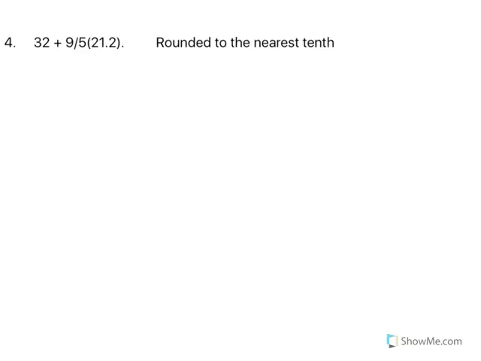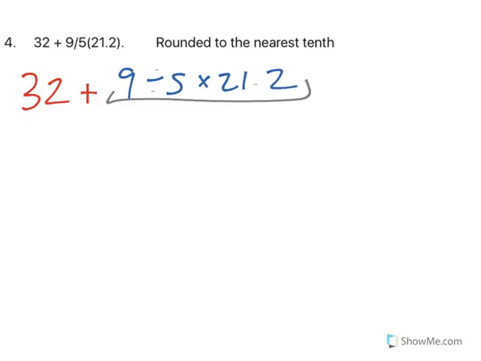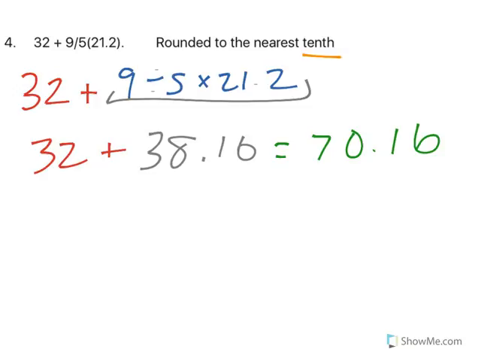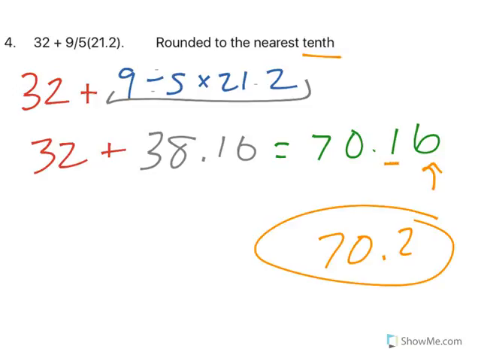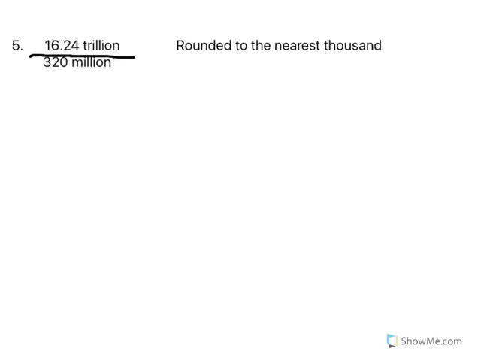Number 4, 32 plus 9/5 times 21.2. Okay, now, multiplication, division, left to right comes before addition. So I have 32 plus, and I'm going to take my 9 divided by 5 times 21.2. This is kind of like what we just did. So when I take that whole big bunch of blue, I get 38.16. And we're going to add that to our 32. So when I do add those together, I get 70.16. We round to the nearest tenth. Here's my 10th place, 6 rounds up, so 70.2. And you're going to see a lot of these formulas later, in what we're doing later.